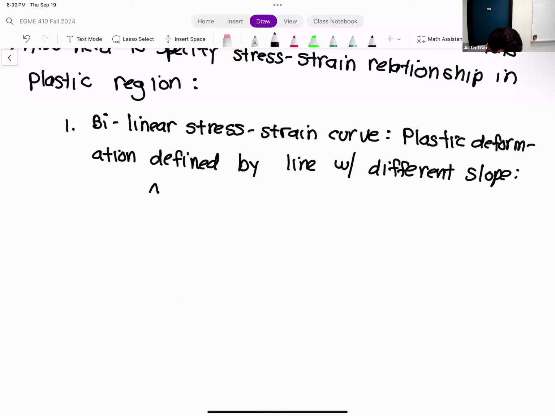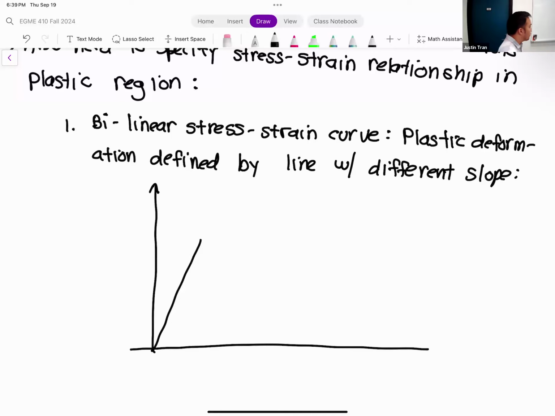The stress strain relationship looks like the following. We have our initial linear region right there, so that's usually a steep curve. Then once you reach the elastic limit, you follow a different path, which is again a linear path, but only has one slope.